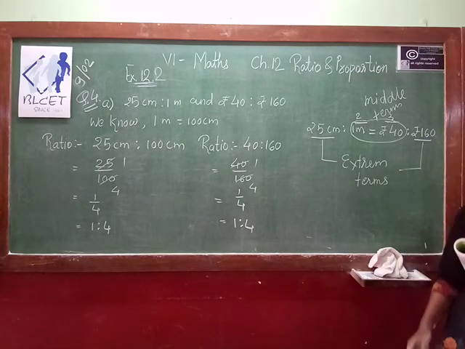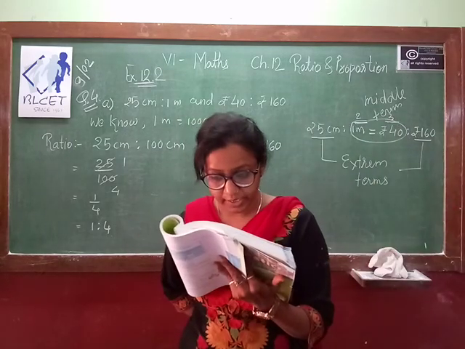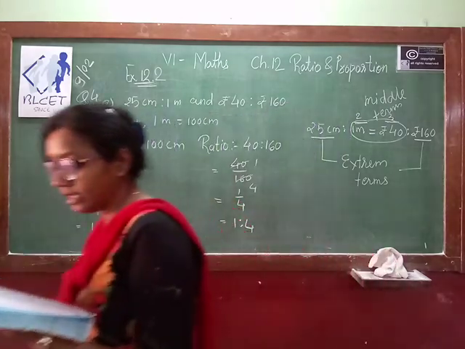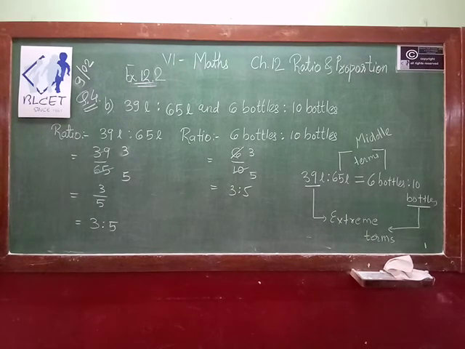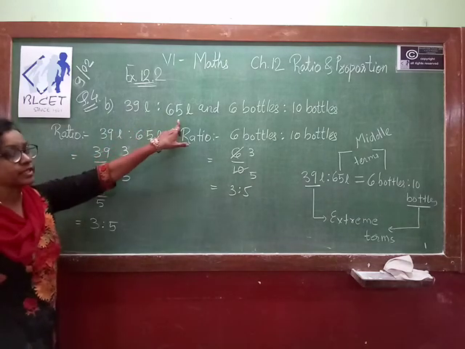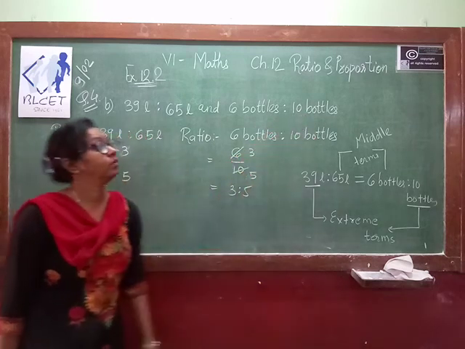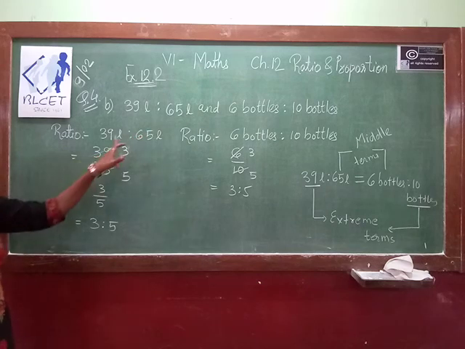Okay. Now we see the second question. 39 liter is to 65 liters and 6 bottle is to 10 bottles. Two questions I will do and two questions you have to do. Now see the second question. First of all we take the ratio 39 liter is to 65 liter.